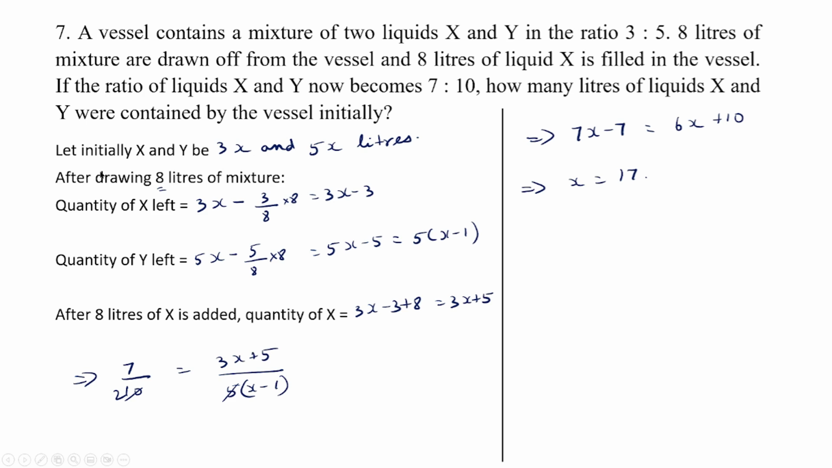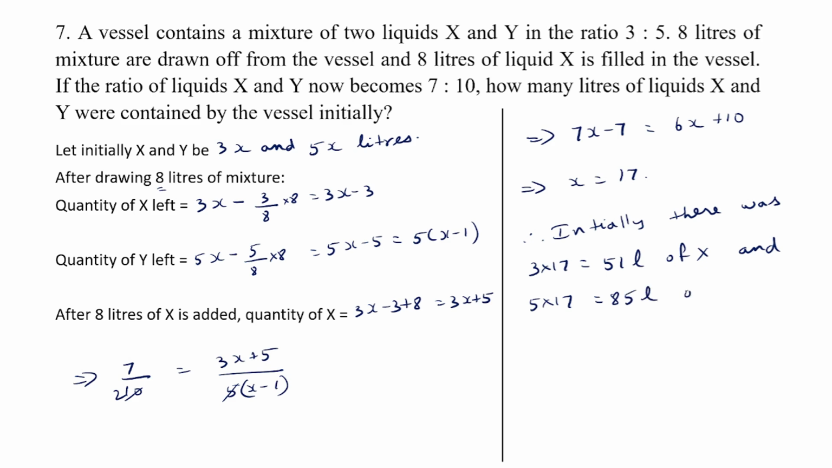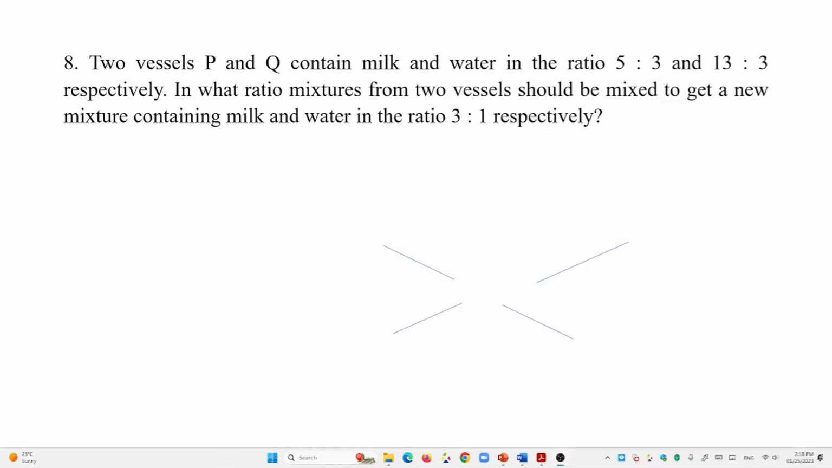So we have taken initially, let X and Y be 3x and 5x liters. Therefore, initially there was 3 into 17 equal to 51 liters of X and 5 into 17 equal to 85 liters of Y. So this is the amount of X and Y that was present initially in this mixture.